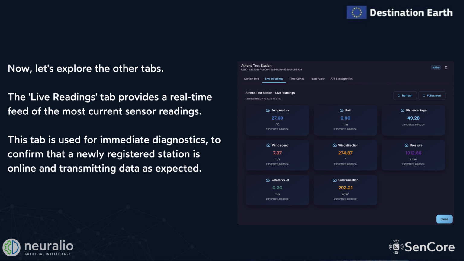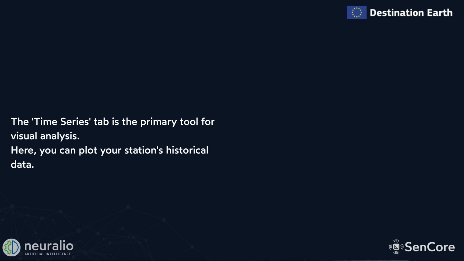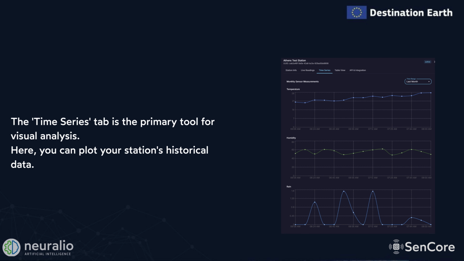Now, let's explore the other tabs. The Live Readings tab provides a real-time feed of the most current sensor readings. This tab is used for immediate diagnostics, to confirm that a newly registered station is online and transmitting data as expected. The Time Series tab is the primary tool for visual analysis. Here, you can plot your station's historical data.